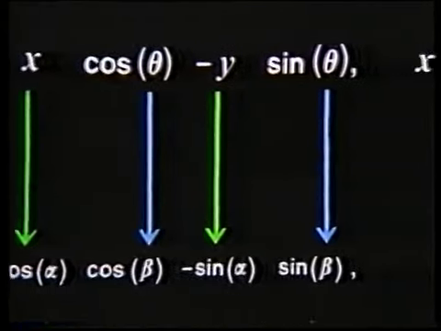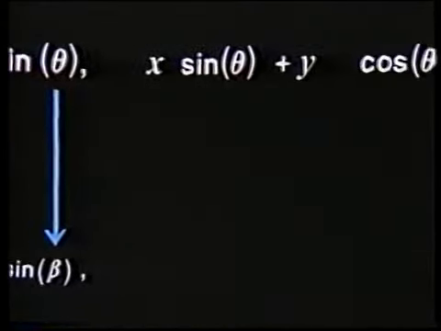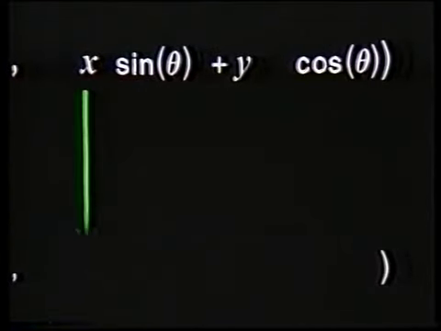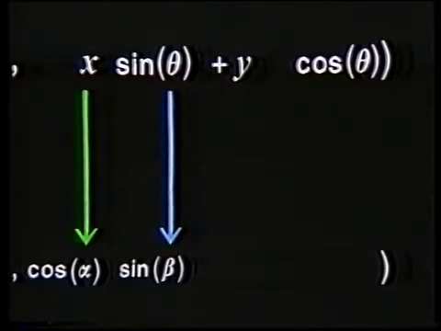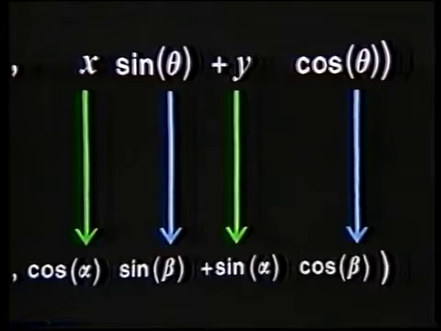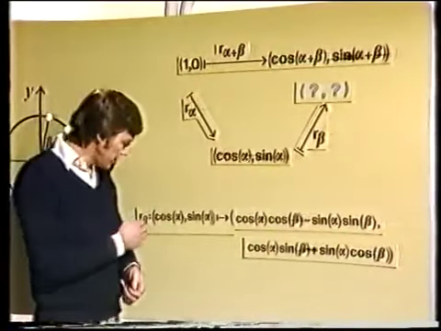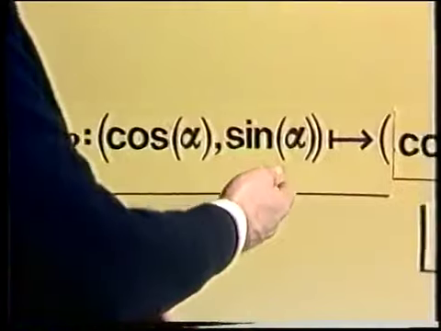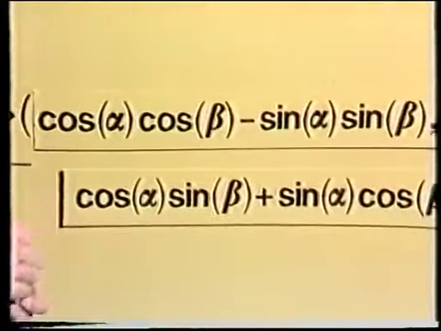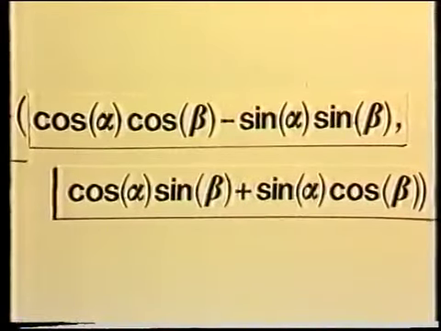And for the second coordinates, we make the same substitutions. And we get cos alpha sine beta plus sine alpha cos beta. So now we've completed the problem. We know that r beta maps cos alpha, sine alpha to the point with these coordinates. So let's collect our thoughts.